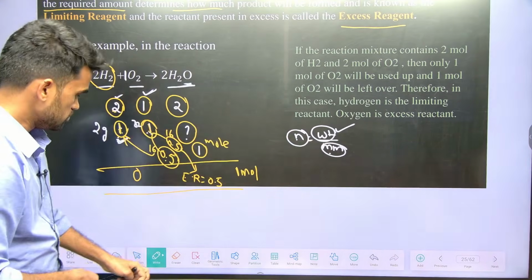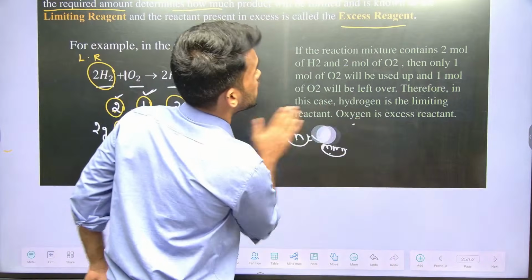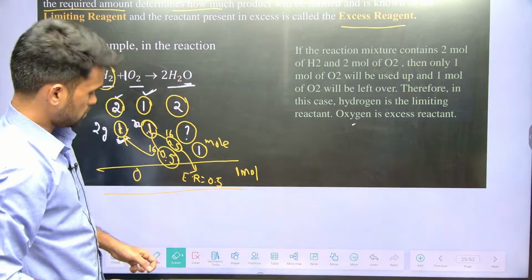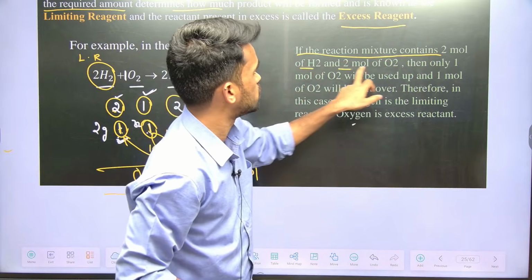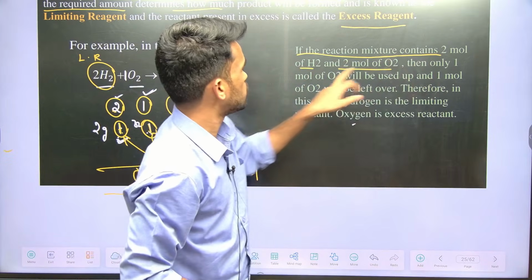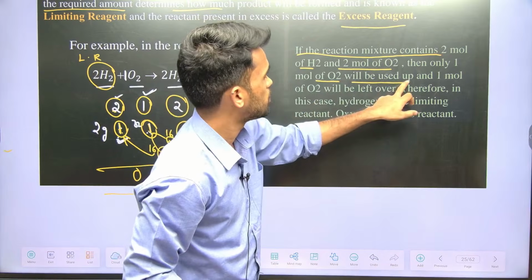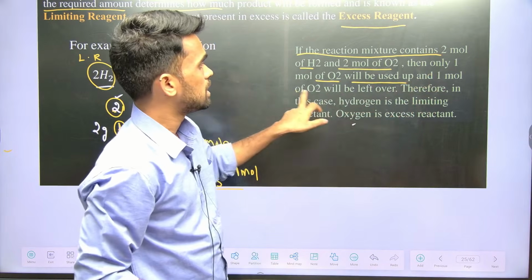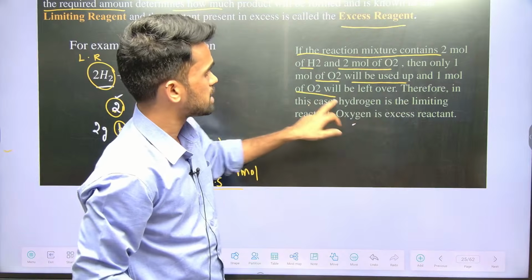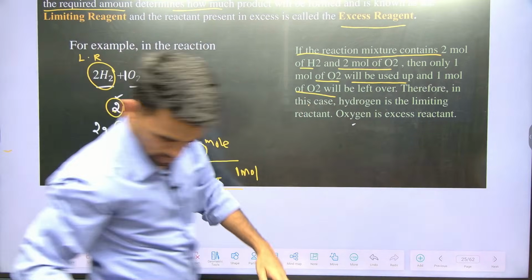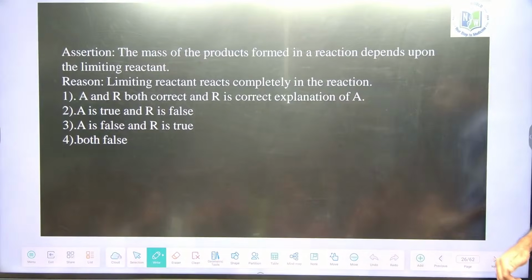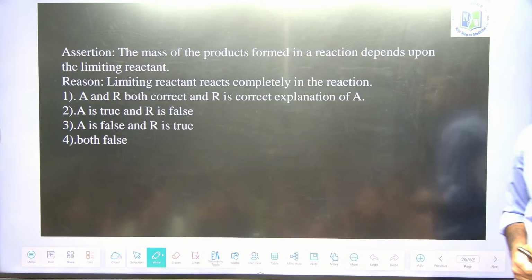Okay, that's it. Now read this question once, what they are saying. If the reaction mixture contains 2 moles of H2 and 2 moles of O2, then only 1 mole of O2 will be used up, then 1 mole remains left over. Therefore, in this case hydrogen, this is whatever we have discussed, the same explanation is provided there. Okay, so tell me this assertion reason question.